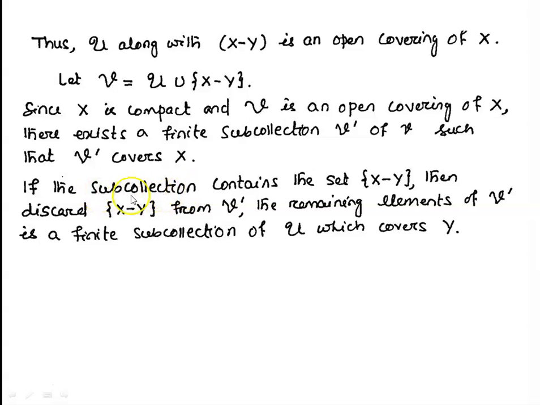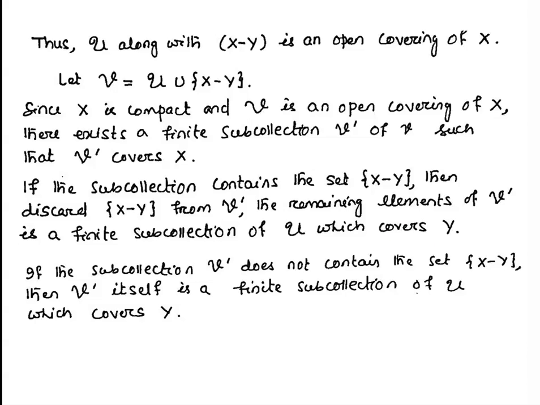If the subcollection V dash contains the set X minus Y, then discard this set from V dash. The remaining elements of V dash form a finite subcollection of U which covers Y. If the subcollection V dash doesn't contain the set X minus Y, then V dash itself is a finite subcollection of U which covers Y, because this V dash is a finite subcollection of V.